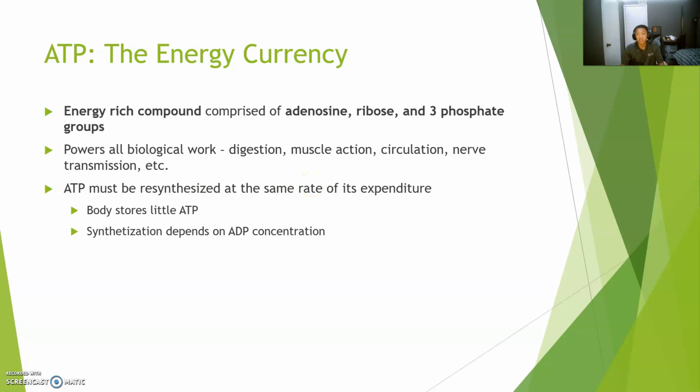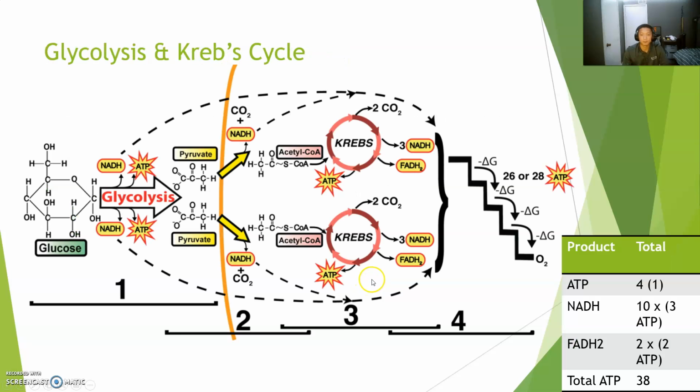ATP synthesis relies heavily on ATP concentration. The body wants to maintain balance through homeostasis, and any change in the concentration between ATP and ADP is going to stimulate the breakdown of other compounds that can produce ATP.